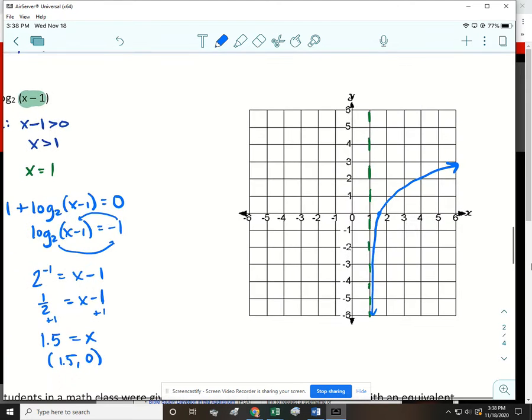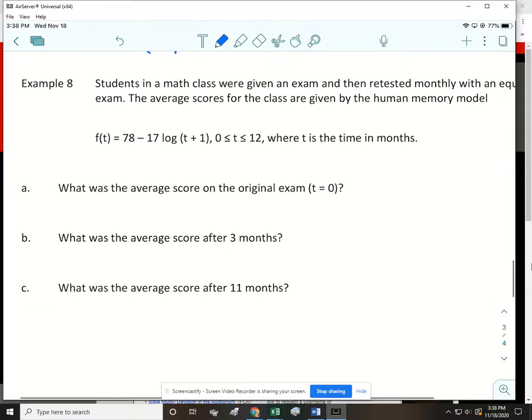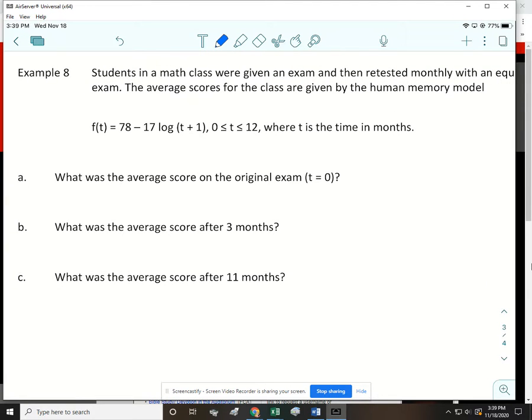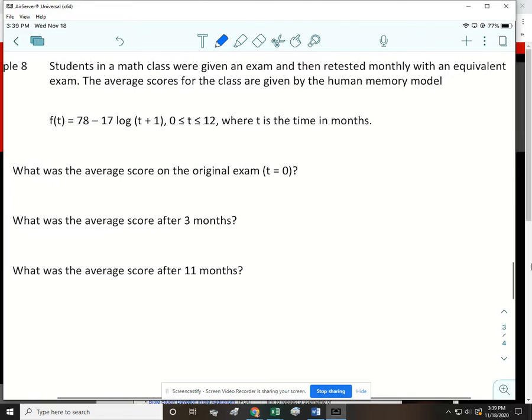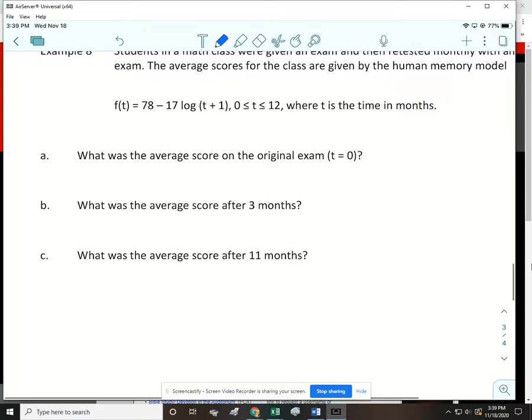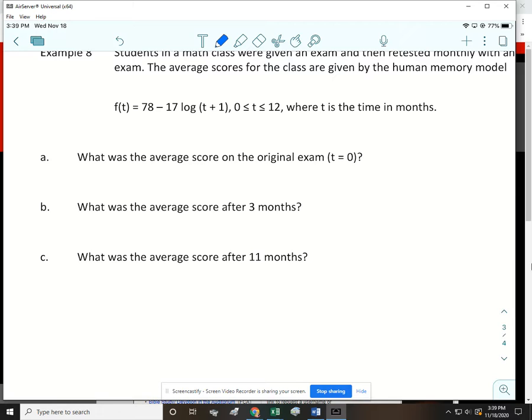Okay. And then for example 8, the students in a math class were given an exam and then retested monthly with an equivalent exam. The average scores for this test are given by the human memory model. So that is the human memory model. It involves a logarithm without a base, so it's a common log. And T is the time in months since they took the test.